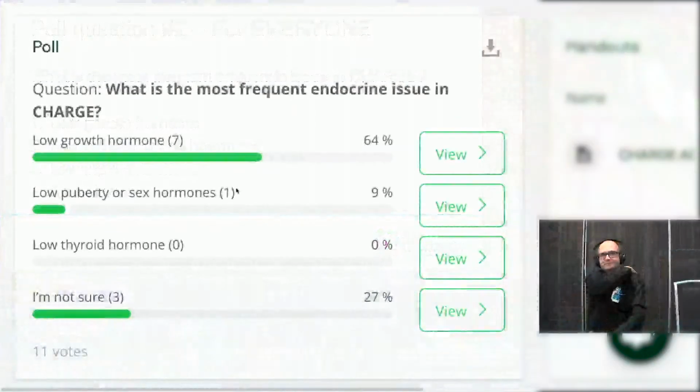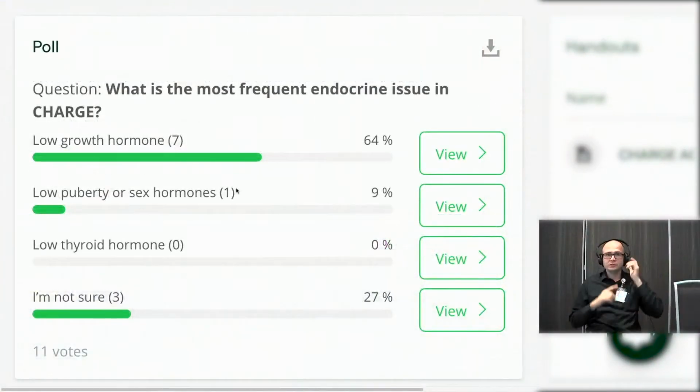Thank you, guys. So it looks like two thirds of you think that the most frequent endocrine issue is low growth hormone. About 9 or 10% think it might be low sex or puberty hormones, and then about a third of you are not sure. So I'm glad to see those answers because now hopefully I can fill in some of the gaps here.